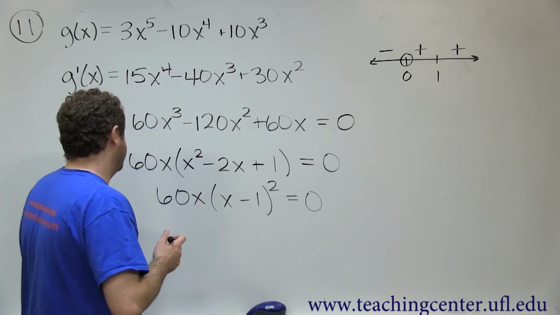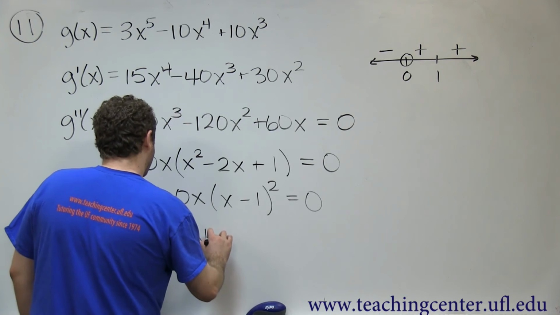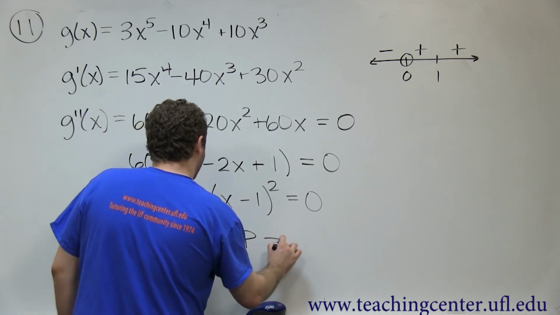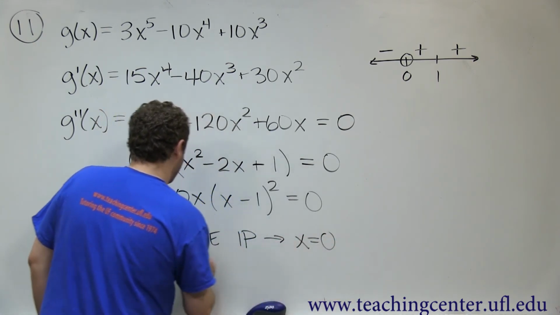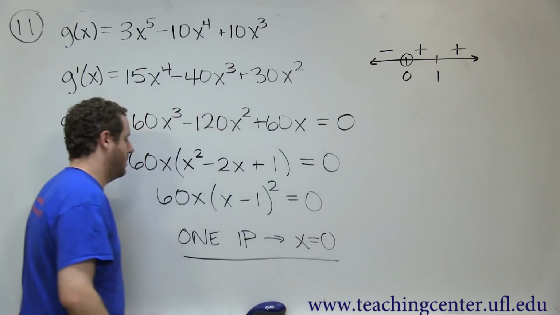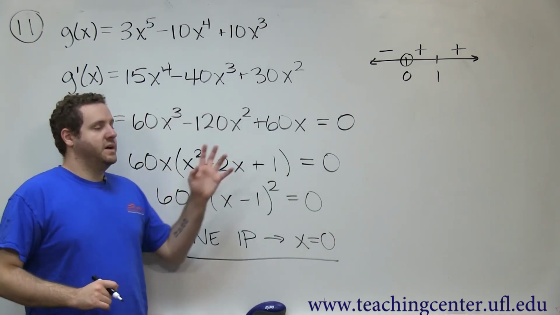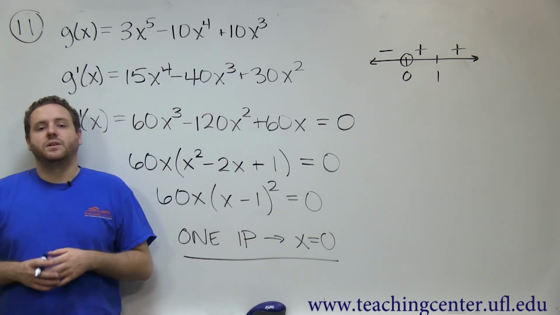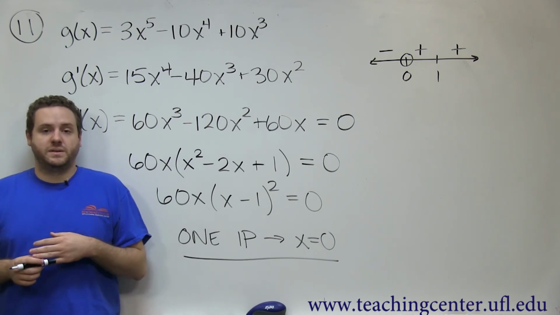So therefore, the correct answer here is there's 1 inflection point, x equals 0, for this function. Again, always got to make sure you check the number line for the second derivative to prove something's an inflection point.